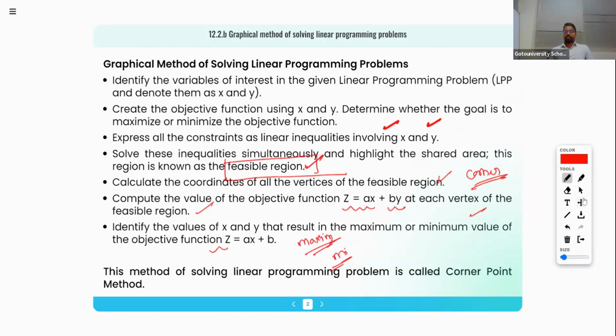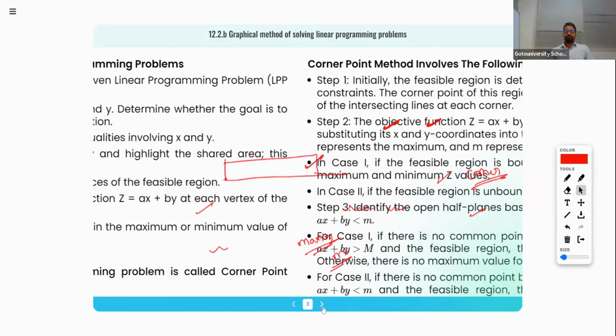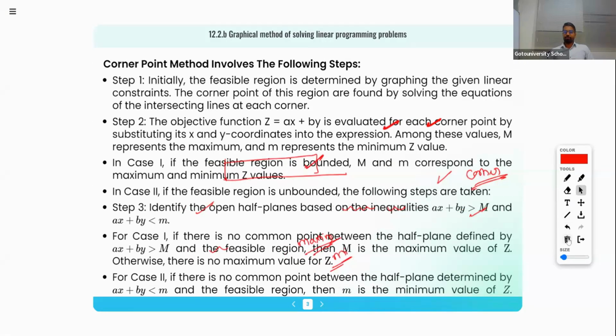Okay, so let's see how we can do that with an example. Further, we have some more points to remember here. Steps involved in the corner point method. Step 1: initially the feasible region is identified by graphing the given linear constraints. The corner points of a region are found by solving the equations of the intersecting lines at each corner.